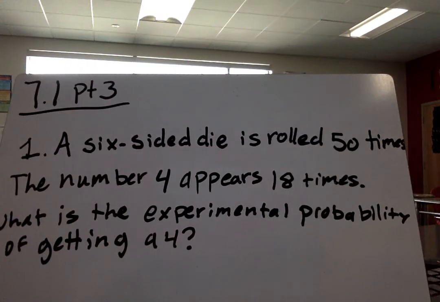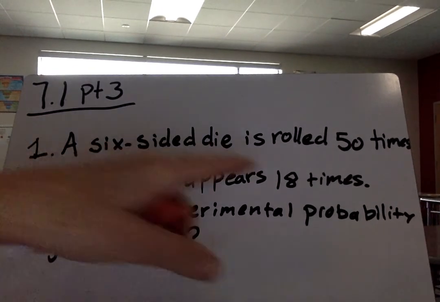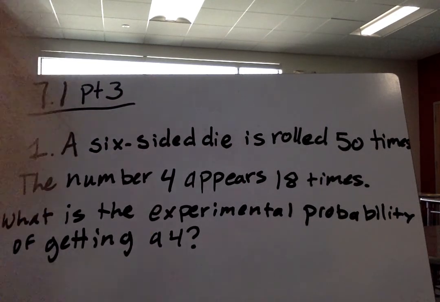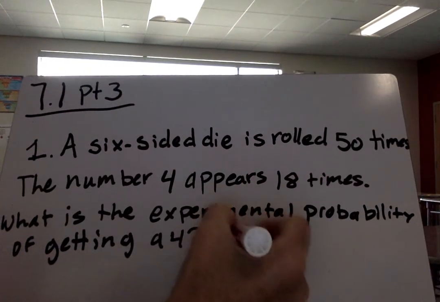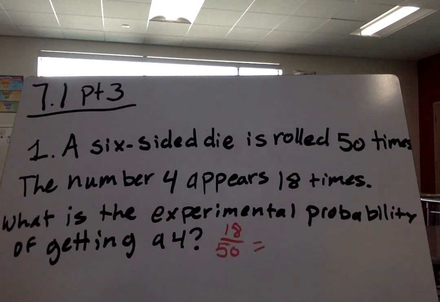Next, part 3, number 1 on page 149. A 6-sided die is rolled 50 times. The number 4 appears 18 times. What is the experimental probability of getting a 4? Well, how many total did we get? We got 18 times out of how many total? 18 out of 50. And we're going to go ahead and simplify that.